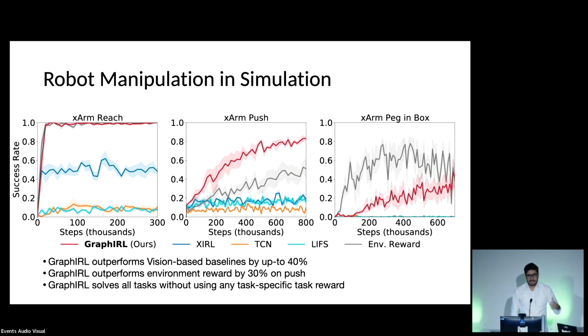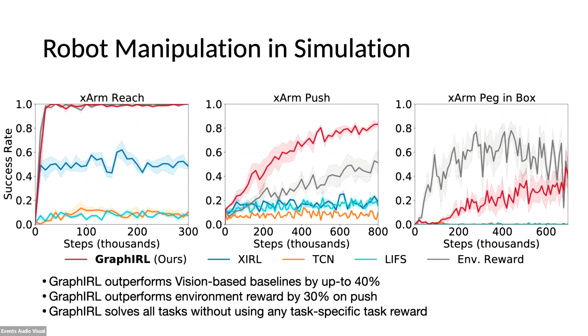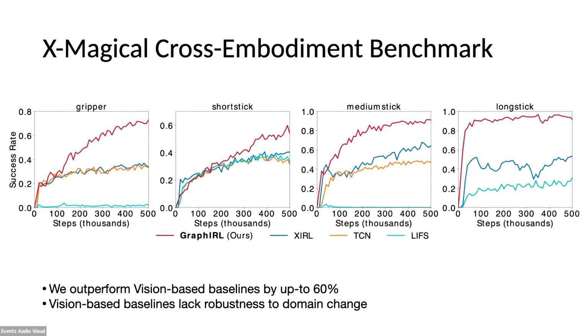We also note that, interestingly, GraphIRL outperforms the manually defined environment reward by 30% on push. This is because the environment reward forces the policy to get as close to the goal as possible, as fast as possible. Whereas our learned reward gives higher reward for precision. Therefore, it encourages the learned policy to be more precise at the cost of being slower, just as done in the human demonstrations. This behavior allows GraphIRL to get higher success rate. We also evaluate on the XMagical benchmark, where we notice a similar trend with GraphIRL outperforming vision-based baselines by up to 40%.